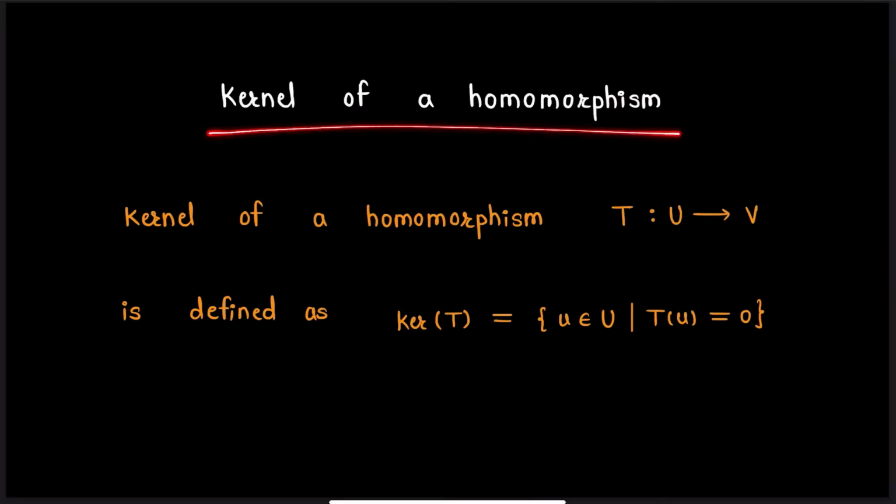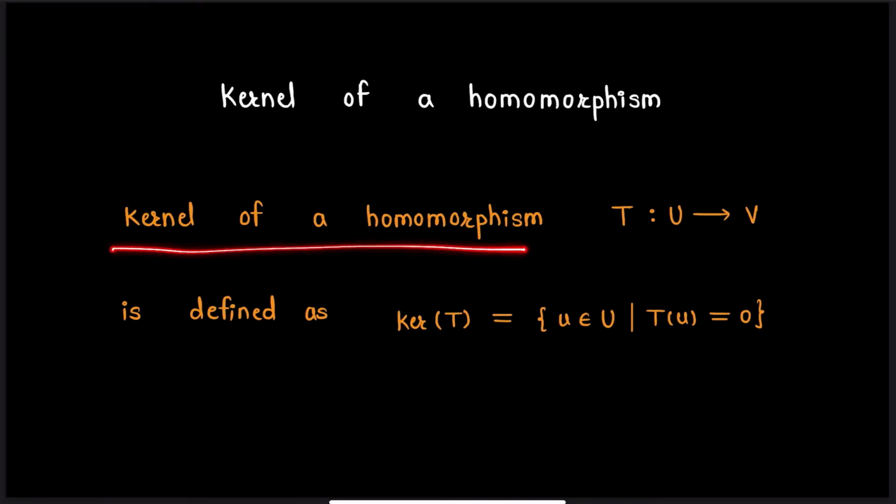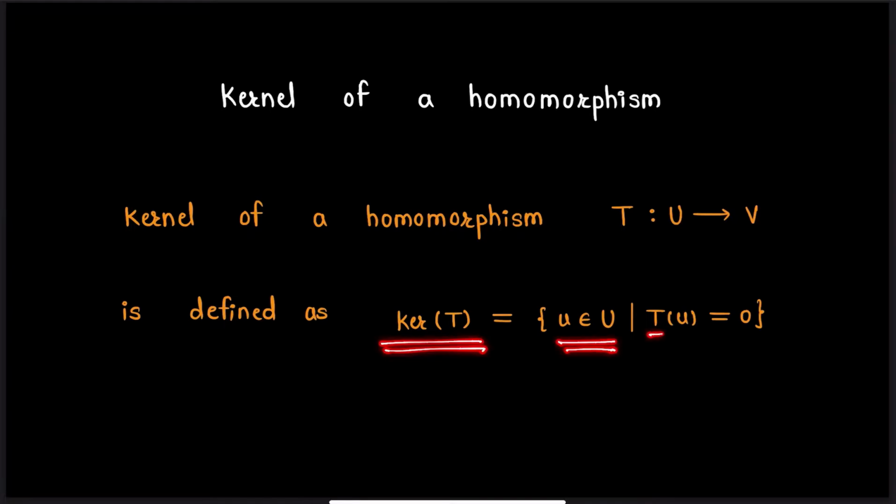So, the first definition is the kernel of a homomorphism. The kernel of a homomorphism, say T, from vector space U to vector space V, is defined as: kernel T is the collection of all those vectors u in vector space U such that T of u is the 0 vector in vector space V. That is, kernel T is the collection of all those vectors u in U which under T get mapped to the 0 vector in V. And note that these two vector spaces U and V should be over the same field F.